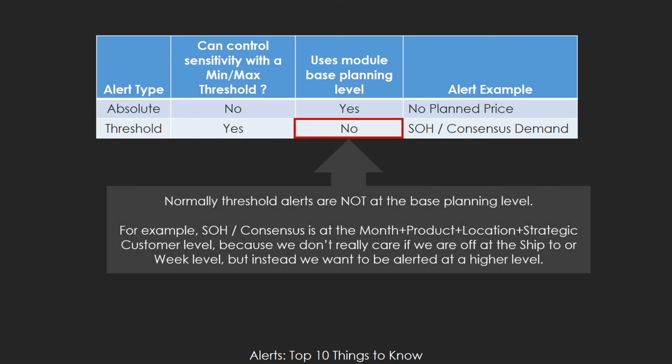Uses module base planning level. Normally, threshold alerts are not at the base planning level. For example, sales order history divided by consensus is at the month, product, location, strategic customer level, because we don't really care if we are off at the ship to or the week level, but instead we want to be alerted at a higher level.